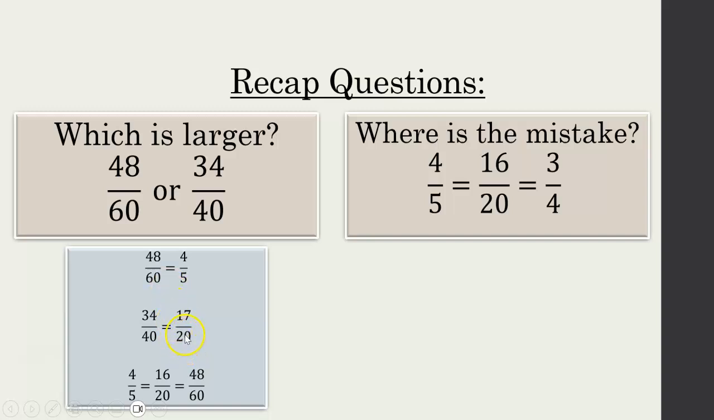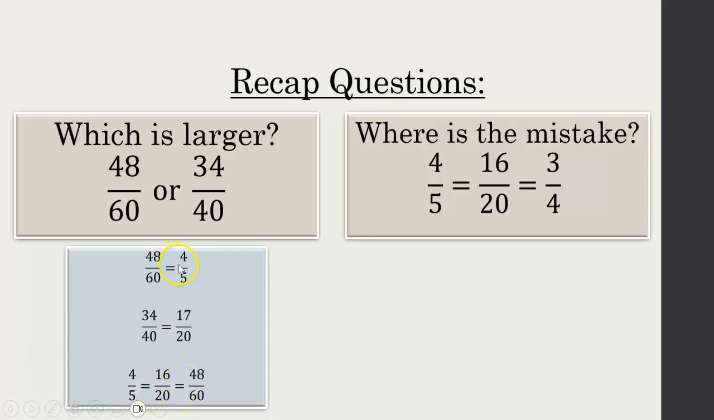Well, I have 20 here, 17/20. I can't make it any smaller. Maybe I could make this bigger if I could get this to 20s. So let's say 4/5. Well, if I wanted to make the denominator 20, what would I multiply by? I'd multiply by 4. So if I do that below, I do it above. 4 times 4 is going to be 16 over 20. And that's, again, the same thing as 48 over 60.